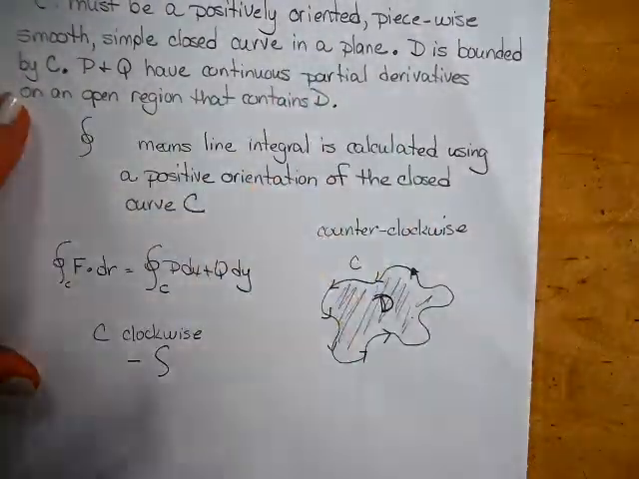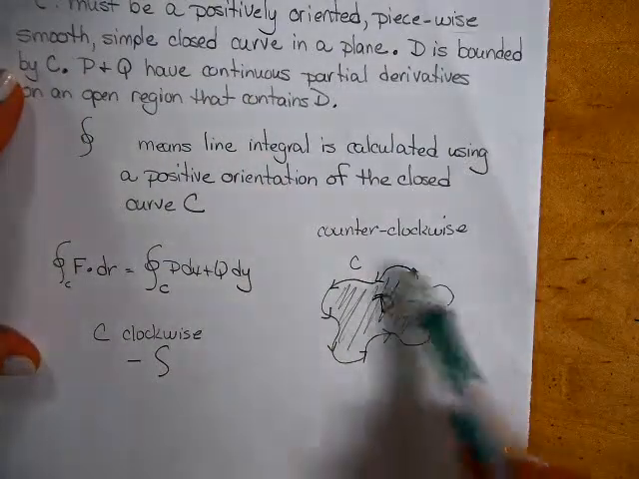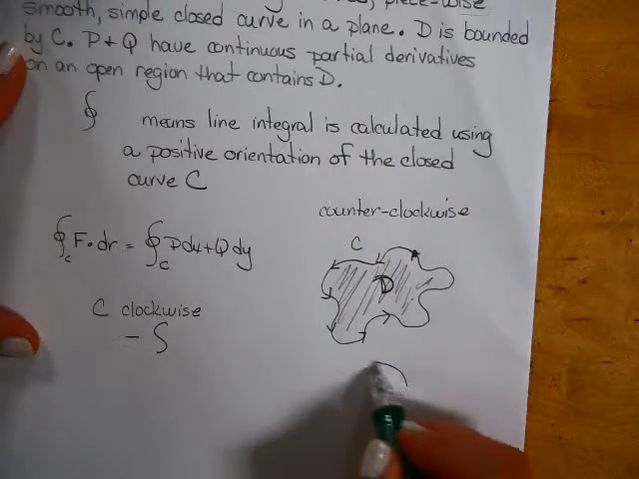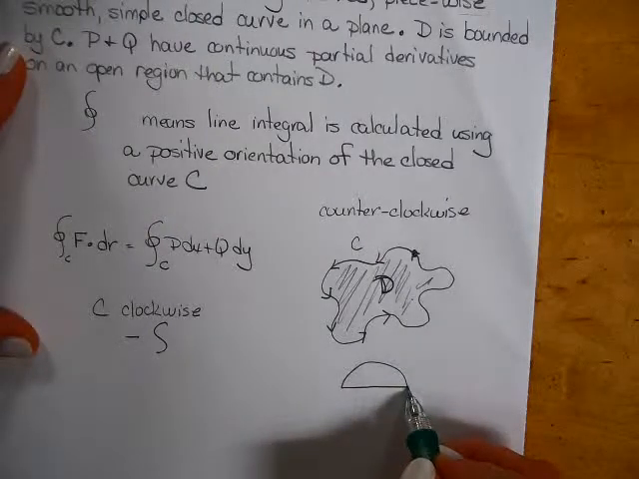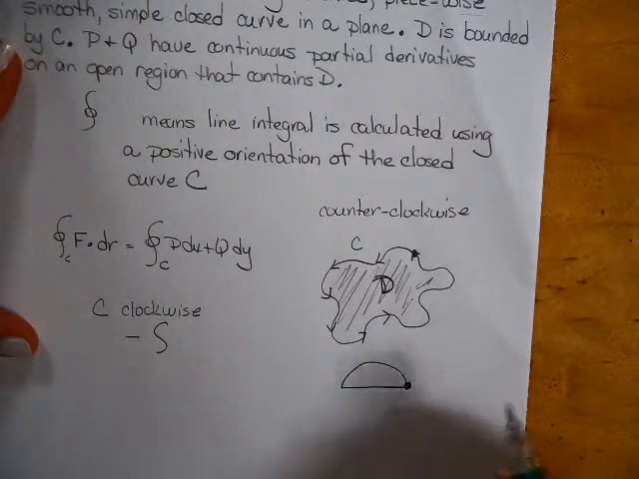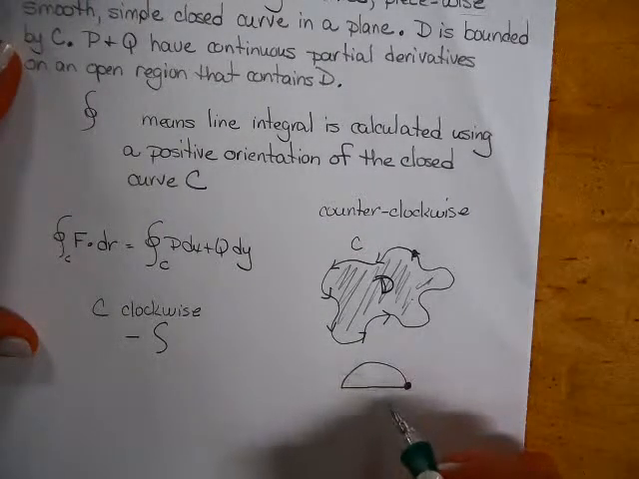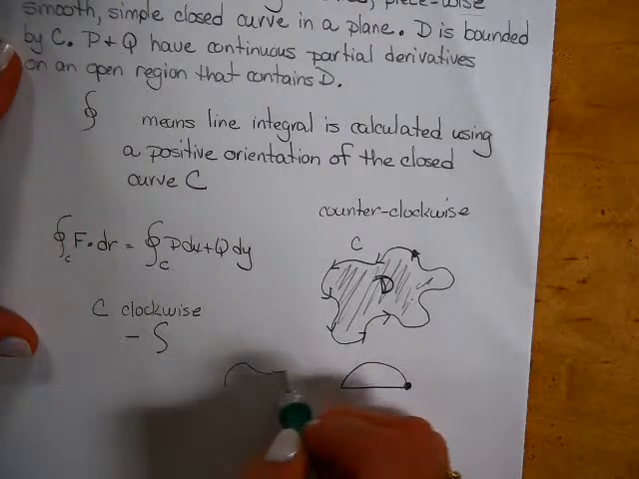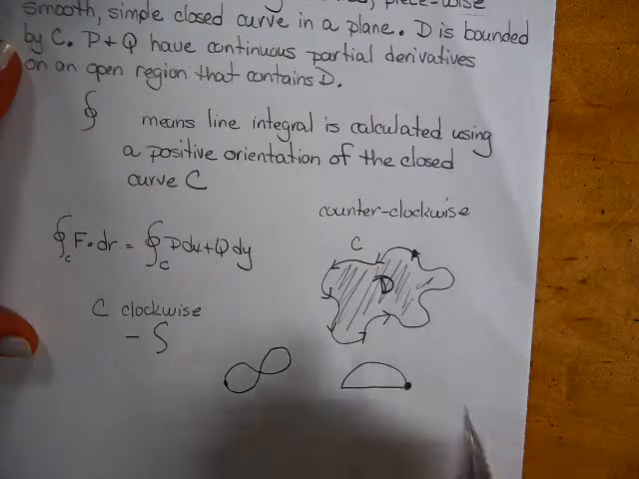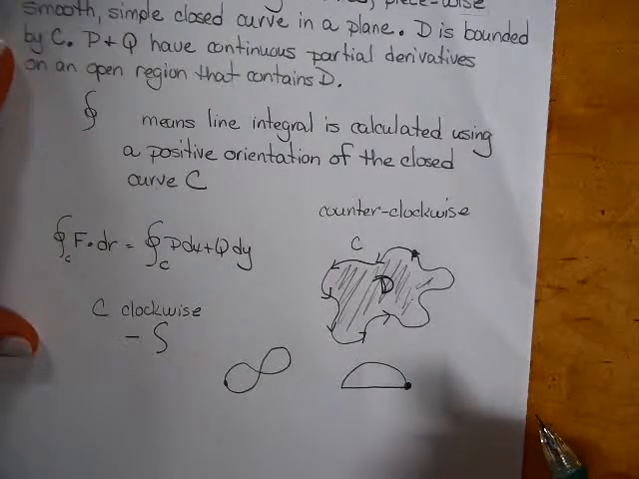Positively oriented is counterclockwise. Piecewise smooth just means it's relatively smooth. It can be like that, or it could be this and then something like that. That's piecewise smooth. It's smooth on this piece and it's smooth on this piece. It's closed because the ending point and the beginning point are the same place. And it's simple because the curve does not cross itself. If the curve crosses itself, that is not a simple curve. It can't cross itself. Okay?